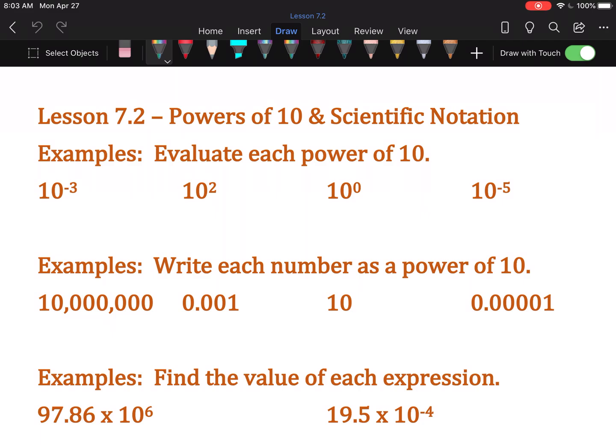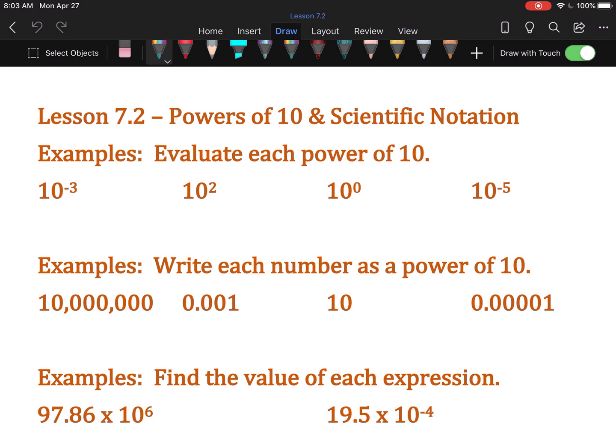If the 10 has a positive exponent, we're going to write a 1 followed by the exponent number of zeros. If the 10 has a negative exponent, we're going to write a 1, but we're going to put the number of zeros before it, and between the first two zeros, we're going to put a decimal point.